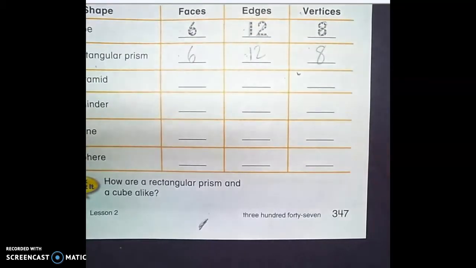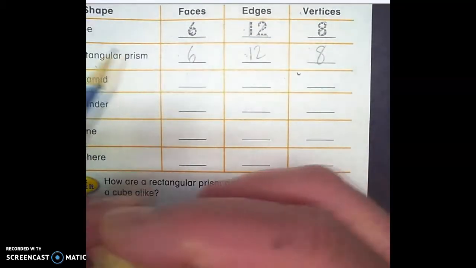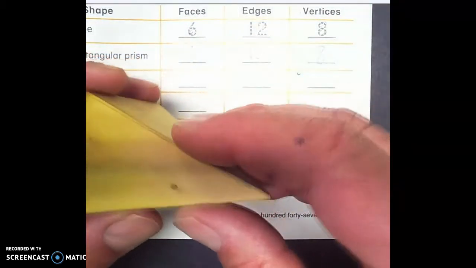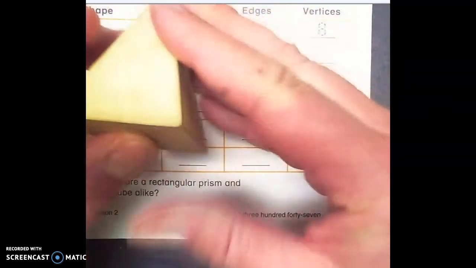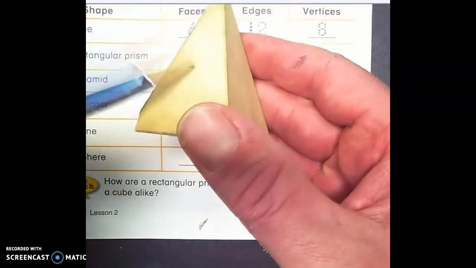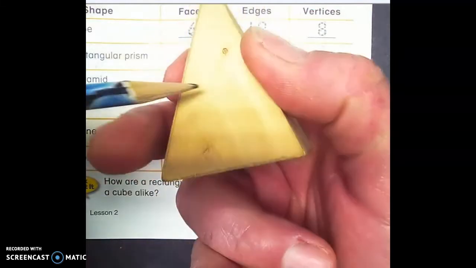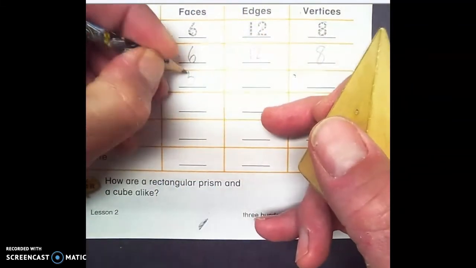Let's move on to the pyramid. Our pyramid looks like this. Now on the pyramid, we're going to count the faces first. We've got 1, 2, 3, 4, 5. 5 faces on a pyramid.